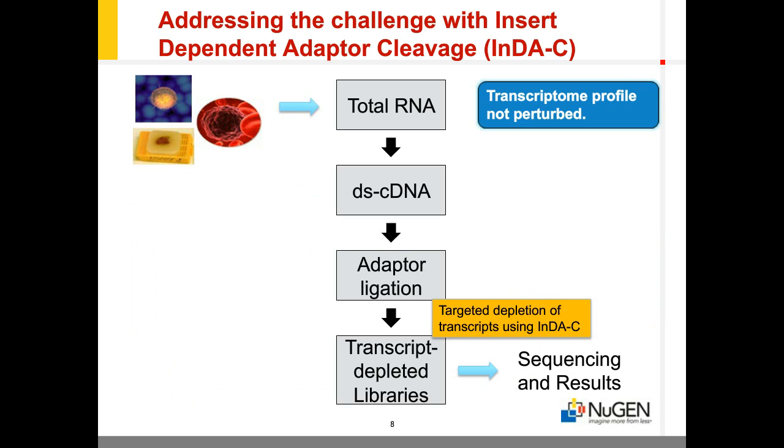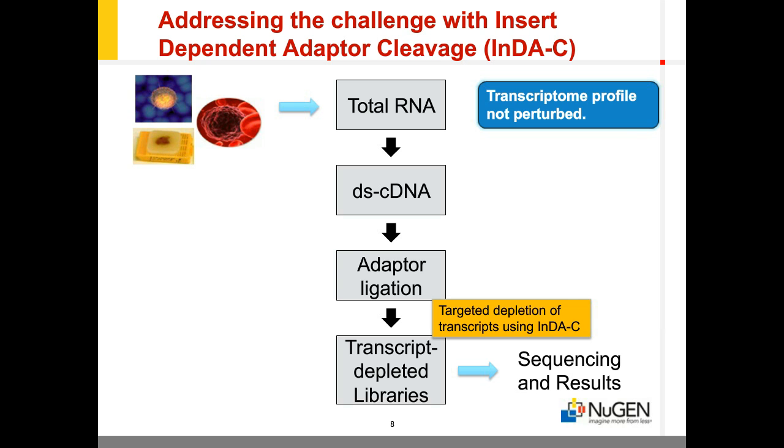The Insert Dependent Adaptor Cleavage, or InDA-C-mediated depletion of uninformative transcripts, occurs after adapter ligation. Therefore, manipulation of the input RNA is not necessary, and the transcriptome profile is not perturbed. This workflow also reduces the amount of input necessary for library construction and is suitable for degraded inputs. Finally, the InDA-C method can be quickly and easily customized to target any transcript for depletion from any organism.